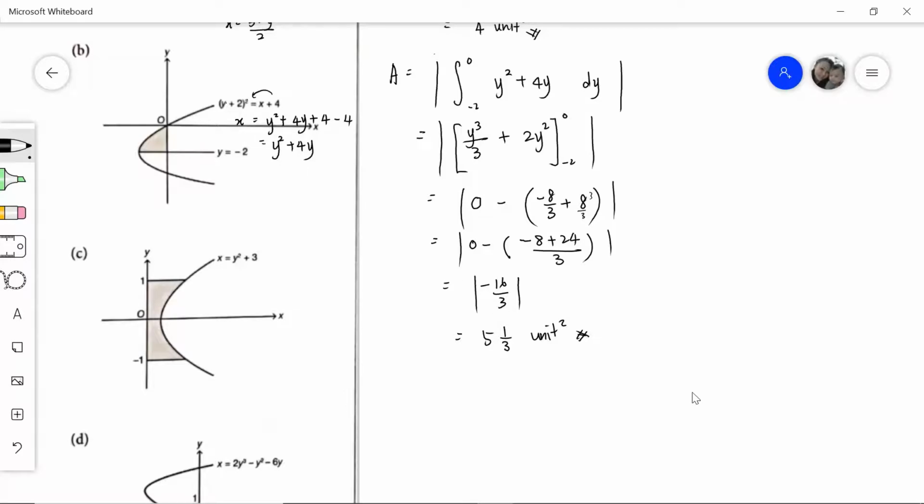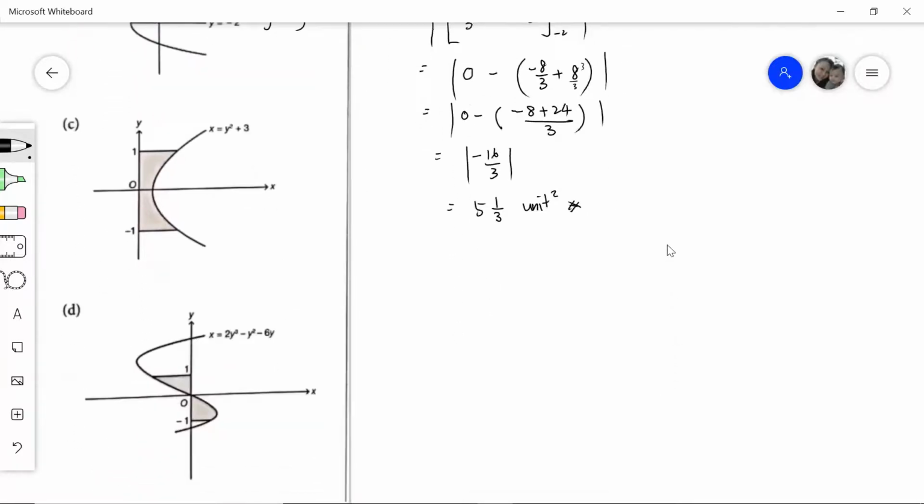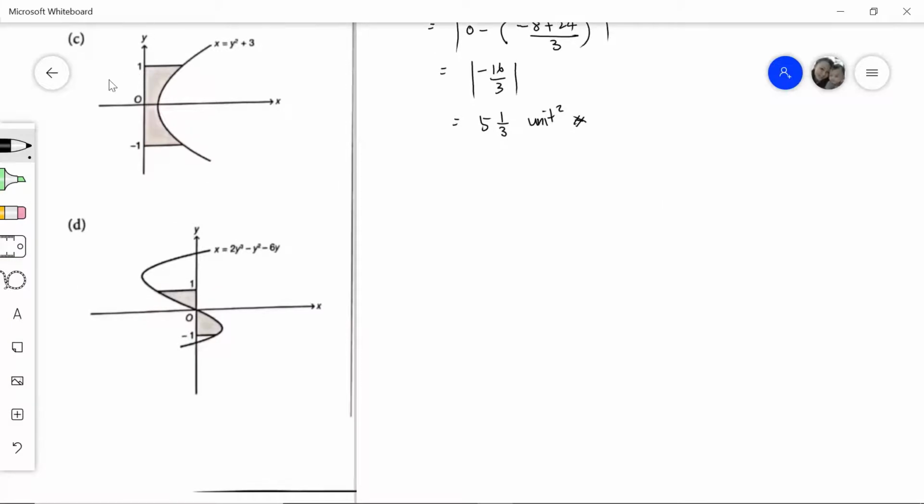Okay, next, let us move on to part C. So the shaded region is on the right side, so we can just integrate directly. So for part C, we shall integrate, the area is equivalent to the integration from -1 to 1 of the function that is written in y squared. So make x the subject, so it's y squared plus 3.